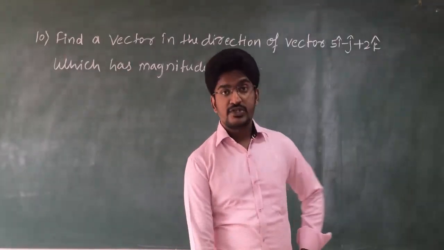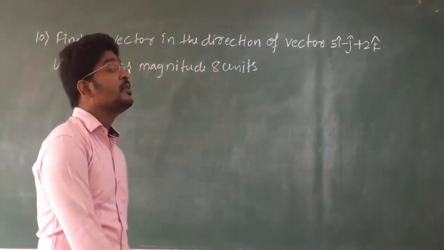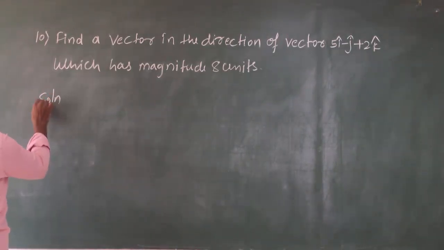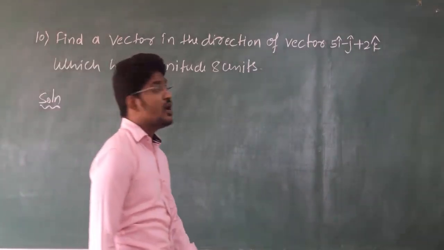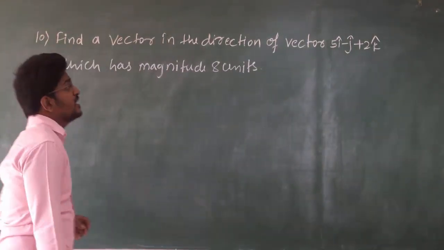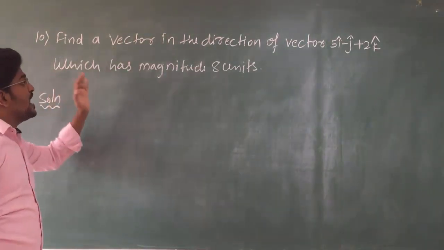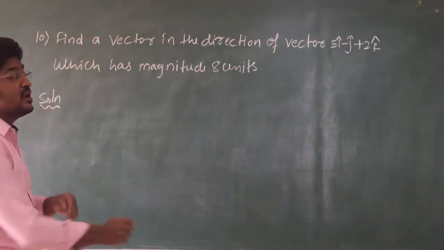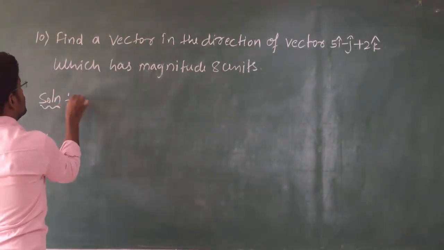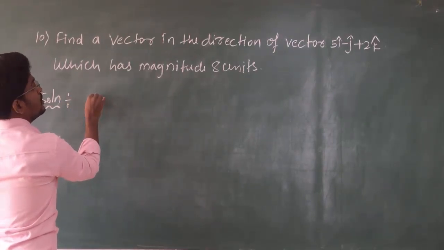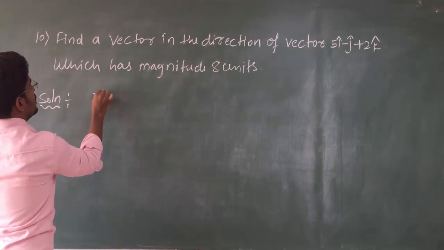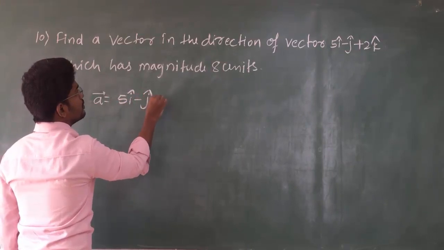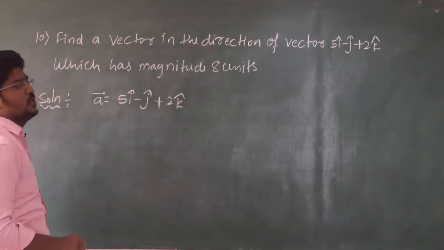So now let us solve question number 10. Clear? Here they are asking to find a vector in the direction of a given vector, which has magnitude 8 units. So first let us write the given vector, and take it as vector A. What is vector A? 5i cap minus j cap plus 2k cap. So this is the given vector A.